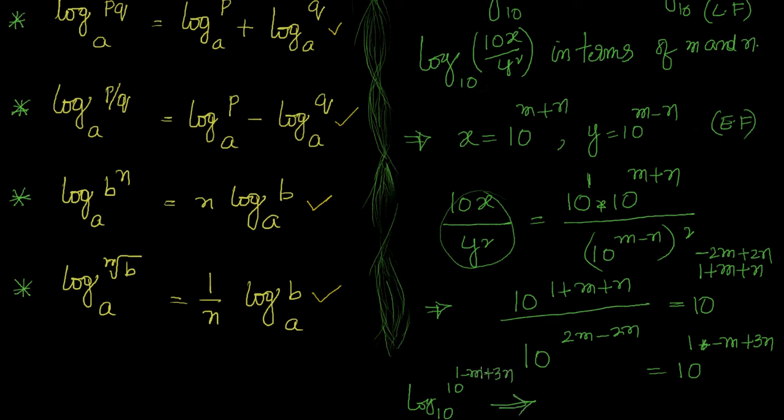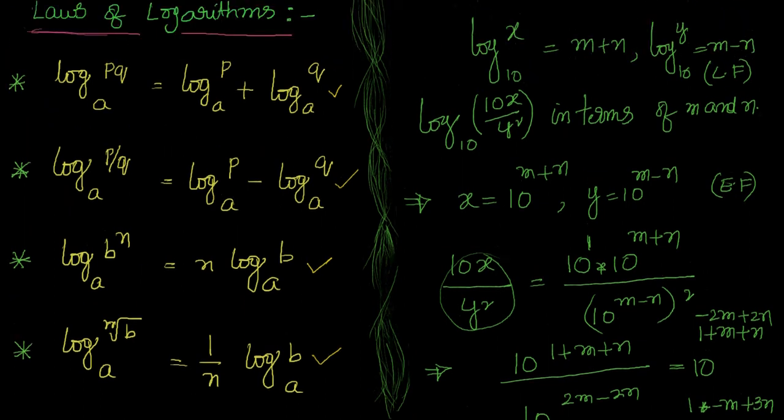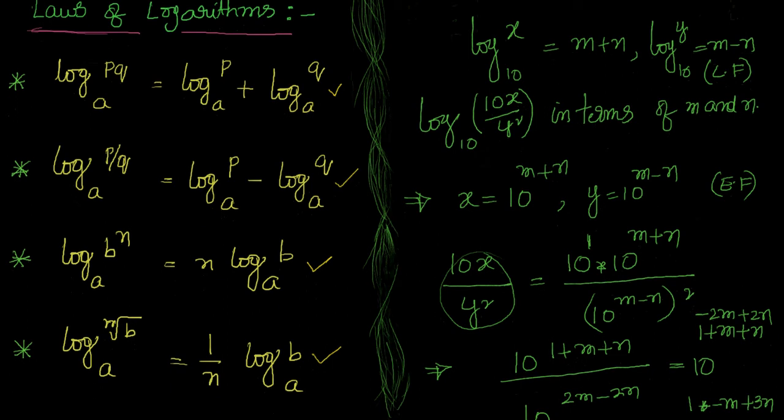This is nothing but log b to the power of n a, right? So I can just take it 1 minus m plus 3n into log 10 to 10 is 1. So your answer is nothing but 1 minus m plus 3n. That's how it goes. I hope that's pretty simple and you found it useful.